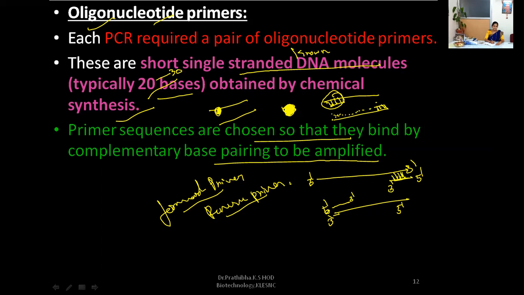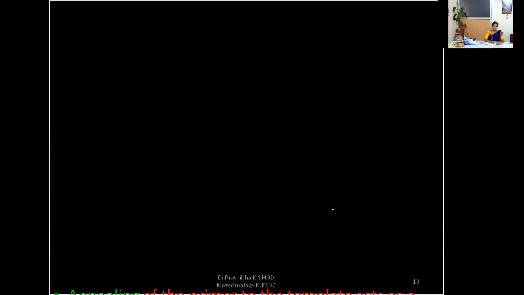Synthesis always begins from 5' to 3'. So this will be known as the forward primer. Here, from this side to this side, synthesis will be happening in the presence of the polymerase enzyme. The primer which is attached here, from this particular region, will be known as the reverse primer. This is the forward primer, the below one, and this will be known as the reverse primer. So this is about the oligonucleotide primers.